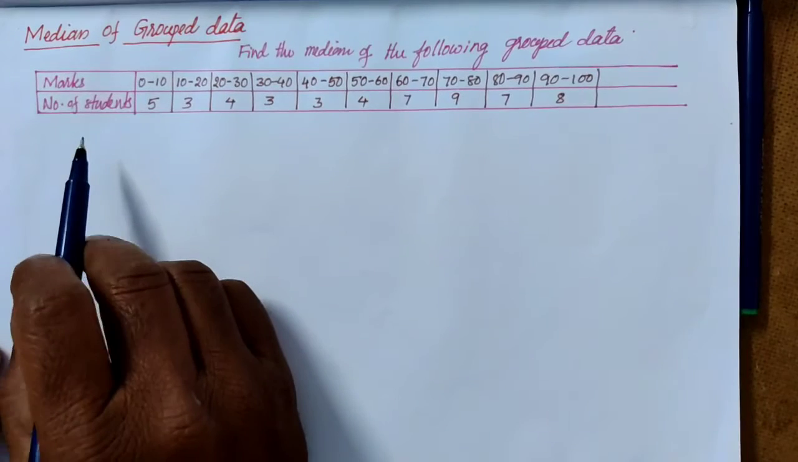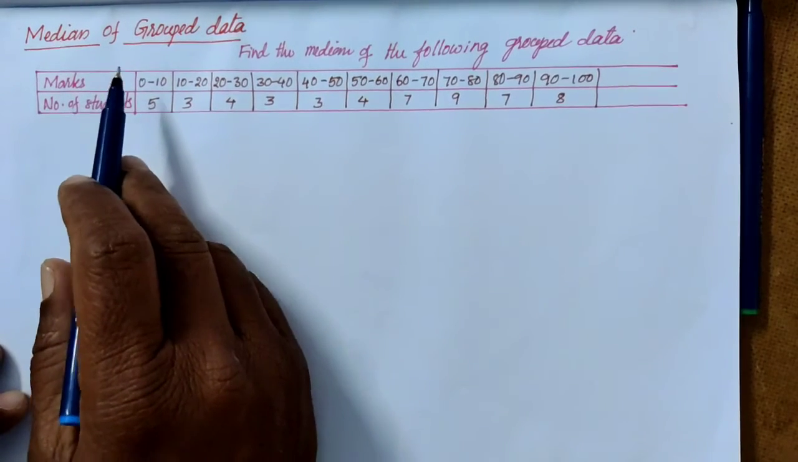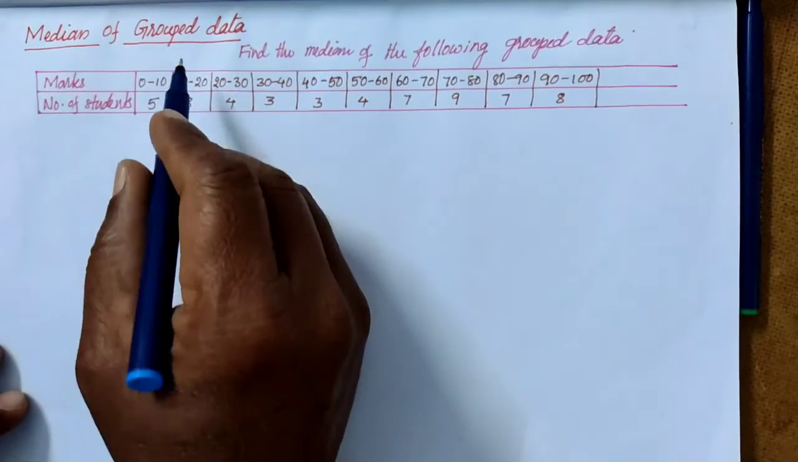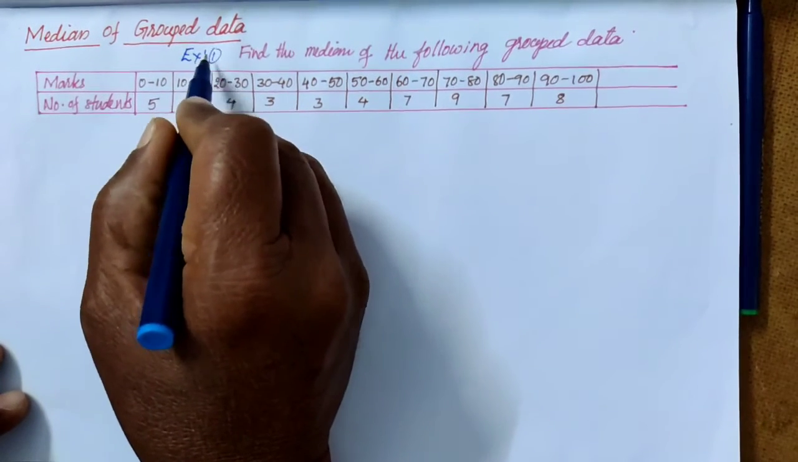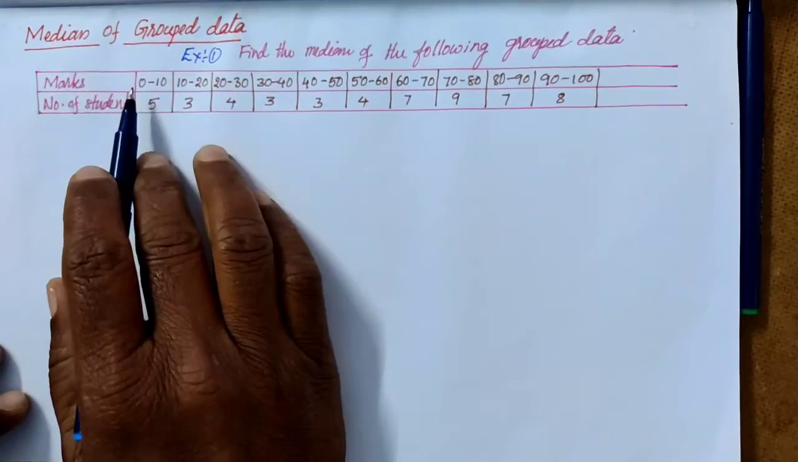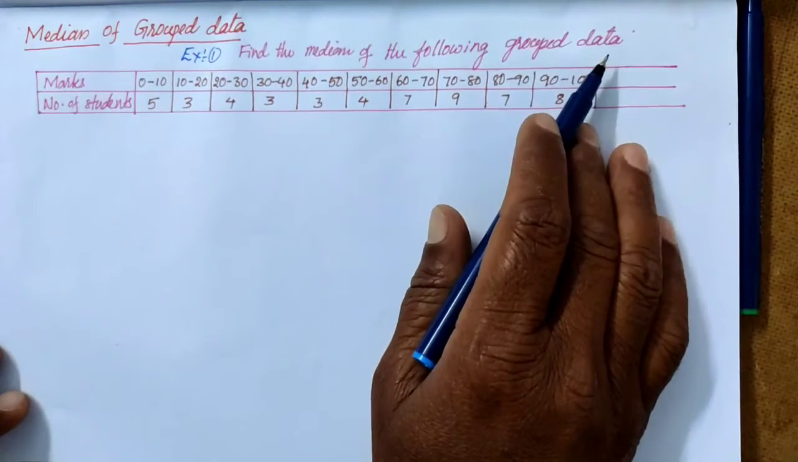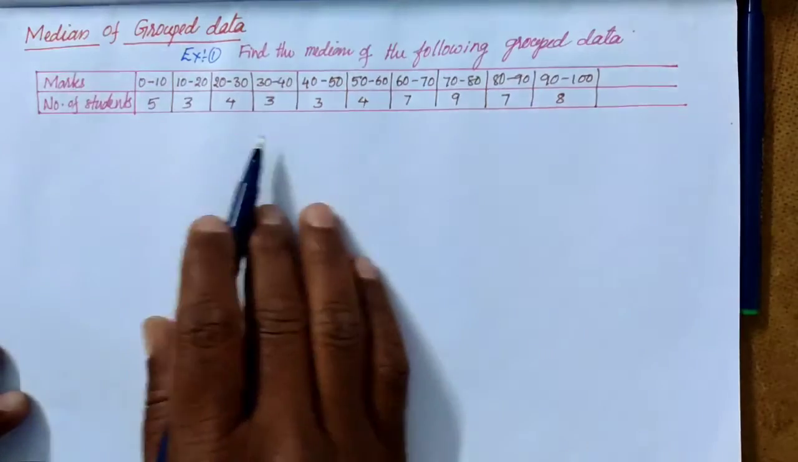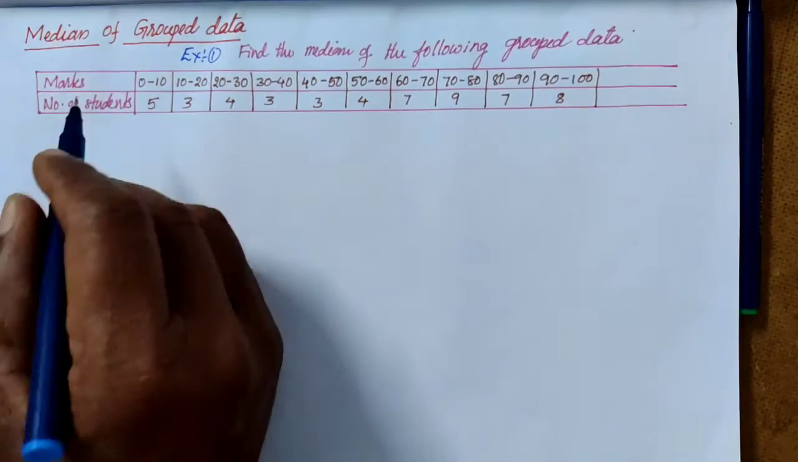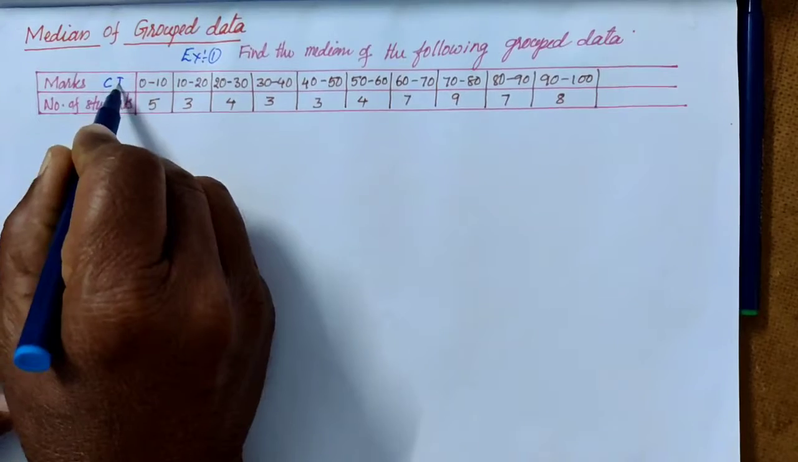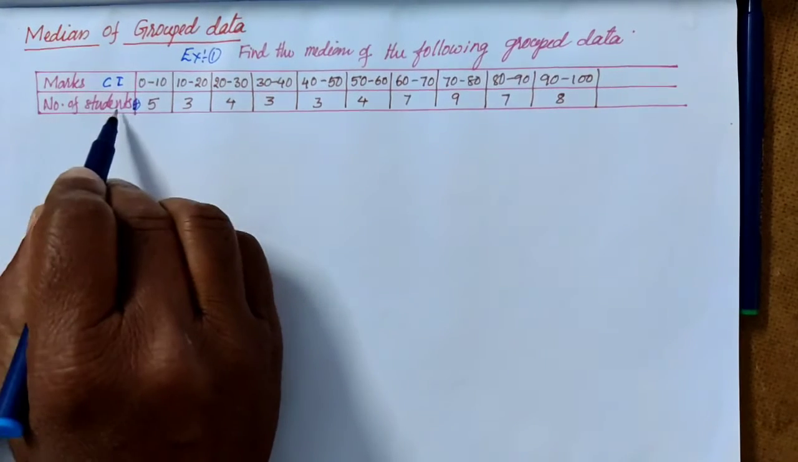Children, in this video we are going to discuss the median of group data. So one example problem is there. Example 1: find the median of the following group data. So this is group data. These are the class intervals or marks class intervals, and this is the frequency, number of students.